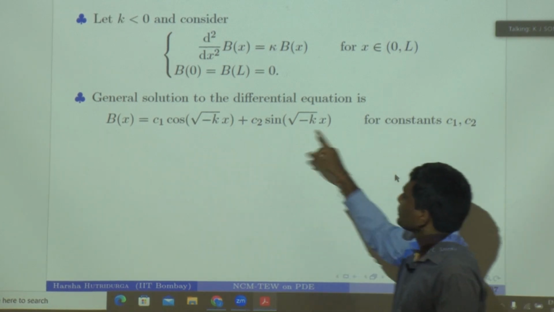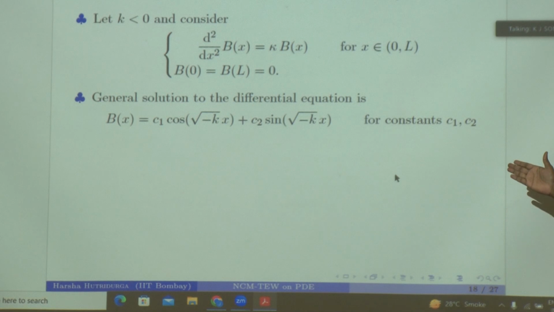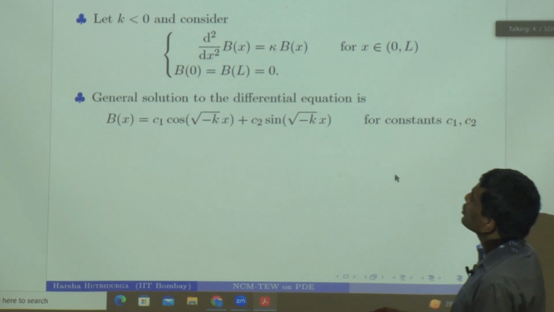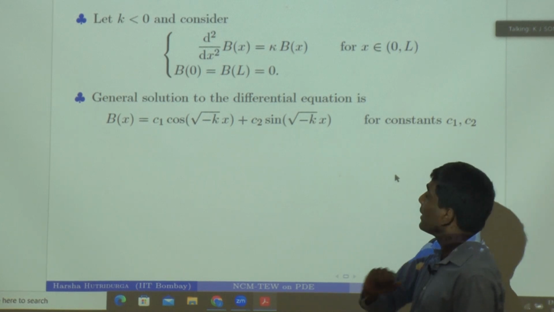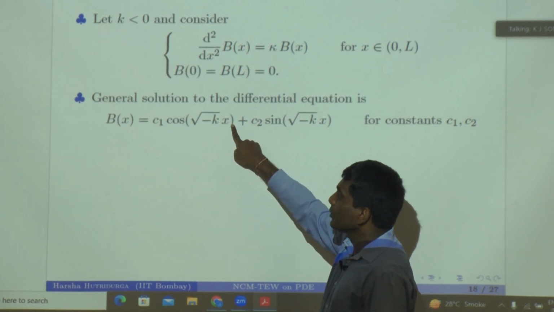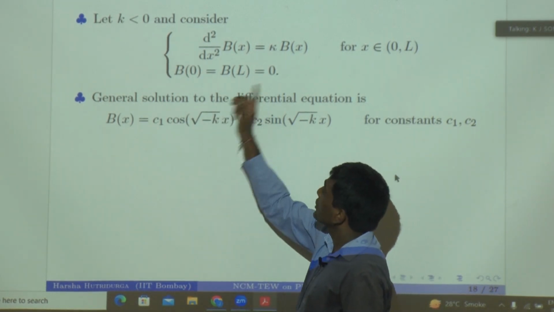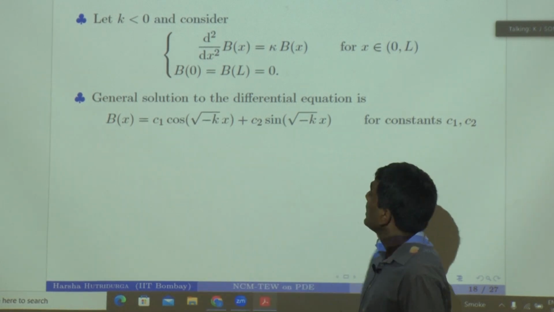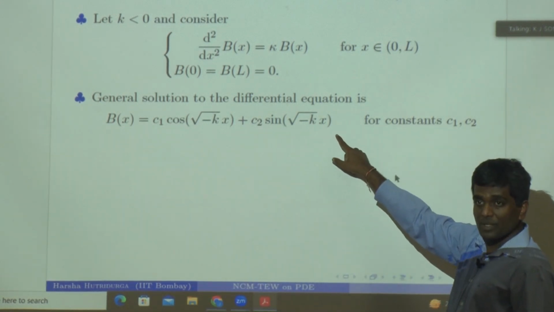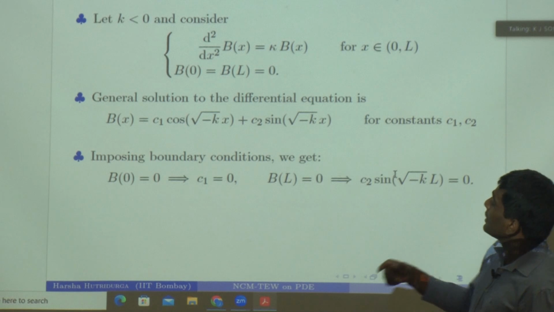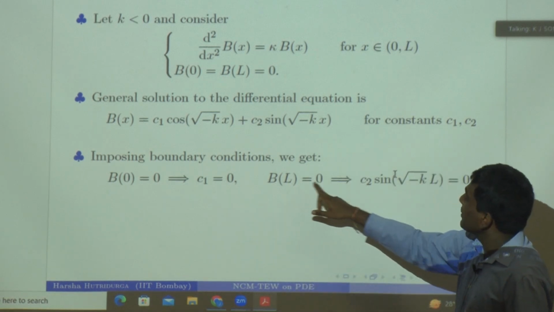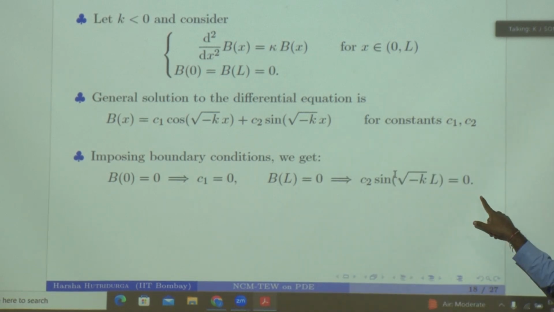So you get this. We have still not imposed B of 0 and B of L to be 0, because there are these two hanging constants C1 and C2. When I take B of 0 to be 0, the cosine gives me 1, so C1 should be 0. So B of 0 equals 0 forces C1 to be 0. Now that leaves this. When I take B of L to be 0, you get this condition.